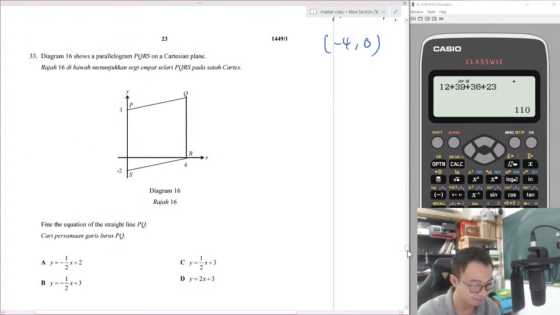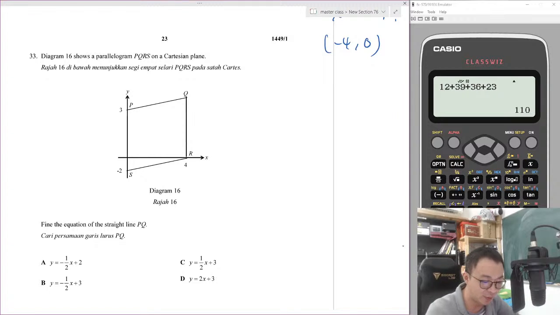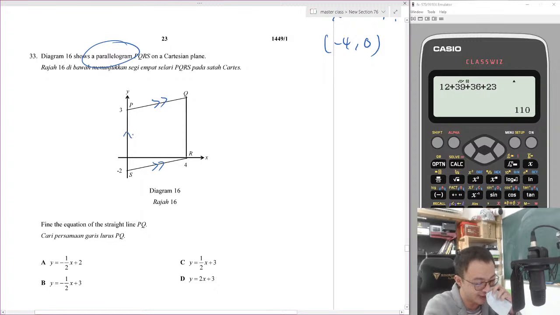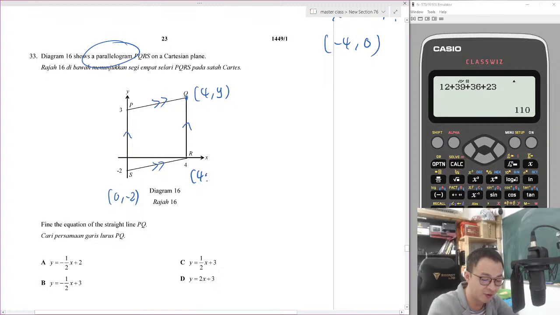Alright, another straight line question. Find the equation of the straight line PQ. Okay, so I want to find the straight line PQ. Parallelogram means they are parallel already. Since they are parallel, this line is parallel as well. So at least I have some information. But actually I can know the coordinate by seeing this one. This is 0, negative 2. And then it goes to 4, 0.